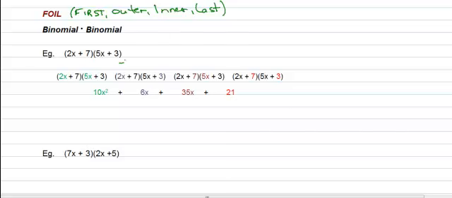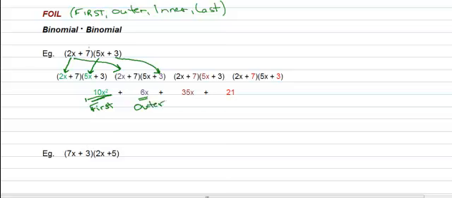And this only works for one specific situation, and that is a binomial times a binomial. And when we look at this, here's a binomial for us to take a look at. And the first one is the first. And when we multiply those two, this is our first, we get 10x squared. The next one says outer, so that's the outer one, so that's the 2x and the 3, and that of course 2x times 3 is 6x, so that's our outer.